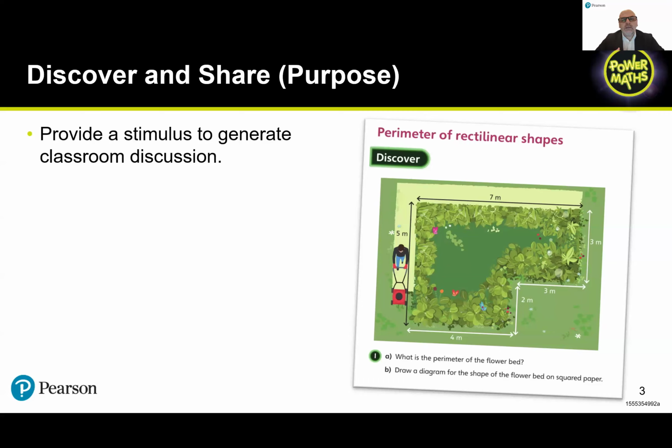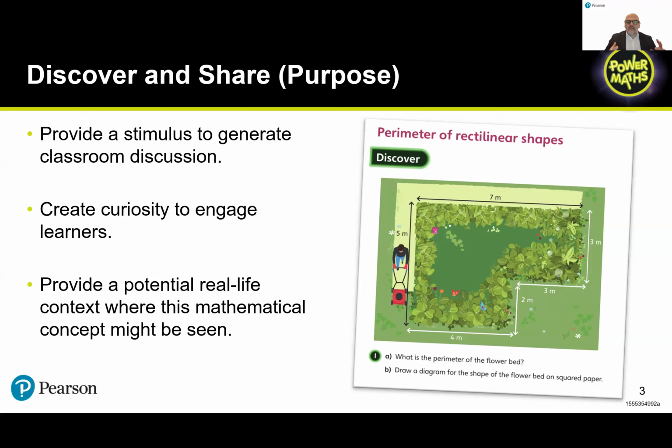So why did we originally write the Discover and Share section? Firstly, it was to provide that stimulus to generate classroom discussion. So there was a nice image that you could really generate curiosity with, to get children in the classroom involved in a task that they might see in real life around them, in school, at home, etc. So it was to provide a context which the maths could be built into, rather than just a bit of an abstract question. That was the purpose of Discover and Share.